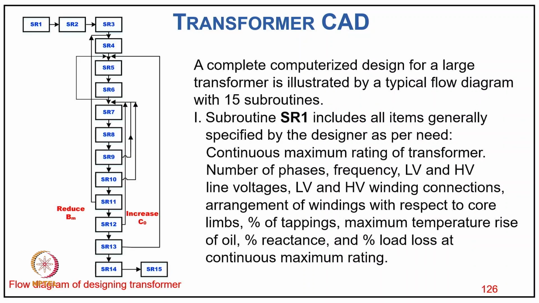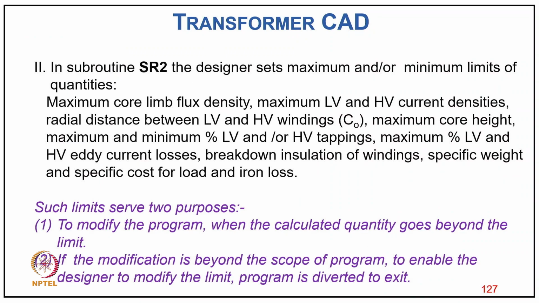Now, as you can see, this is a typical flowchart for designing the transformer. A complete computerized design for a large transformer is illustrated with a typical flowchart with 15 subroutines. Subroutine SR1 includes all items that generally specify the design as per need, and contains maximum rating of transformer, number of phases, frequency, LV, HV line voltage, LV, HV winding connection, arrangement of winding with respect to limbs, percentage tapping, maximum percentage reactance, and percentage loss at continuous maximum rating.